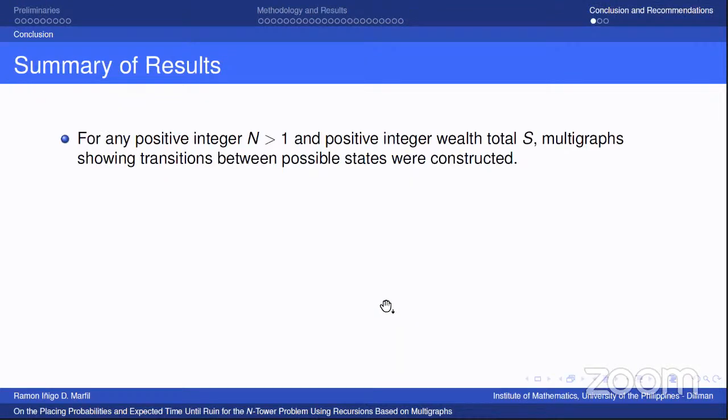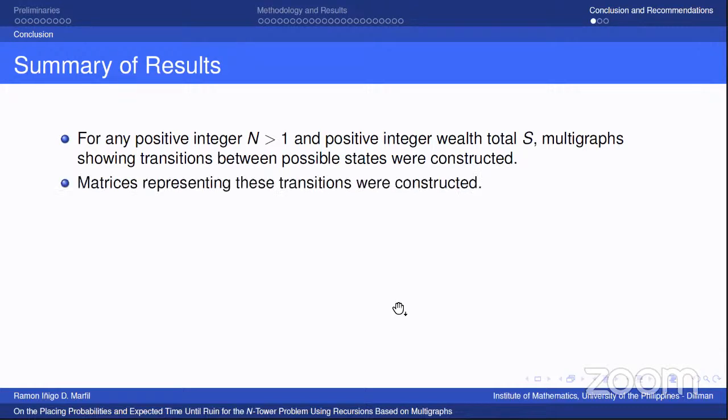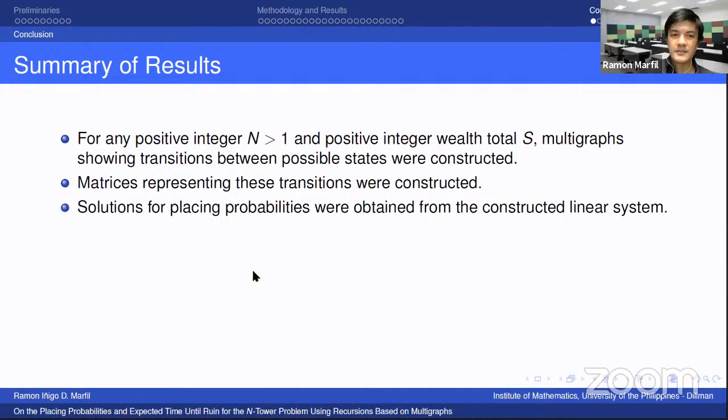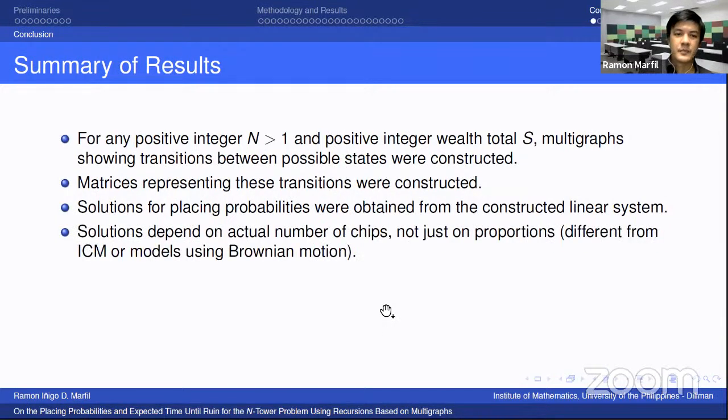And as a summary of results for a positive integer n greater than 1 and for positive integer total s, nag-construct tayo ng multigraphs showing transitions between possible states. Yung matrices, kinonstruct natin mula sa multigraphs na yun. And from those matrices, sinolve natin yung placing probabilities galing dun sa constructed linear system na yun, and by using a recursive algorithm. And solutions depend on actual number of chips and not just on proportions.